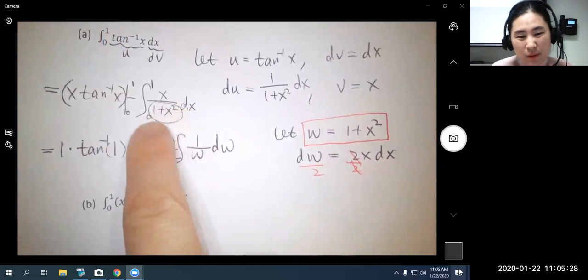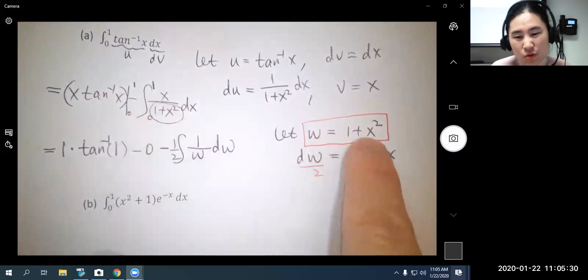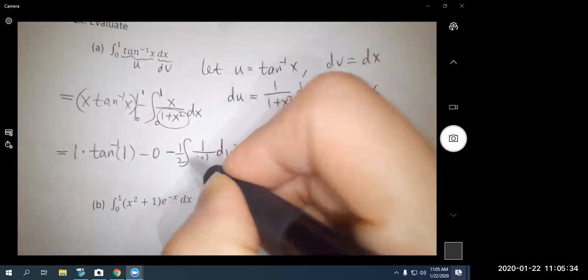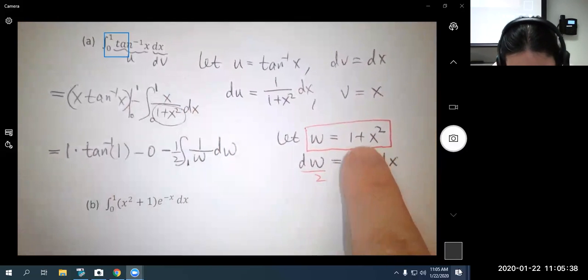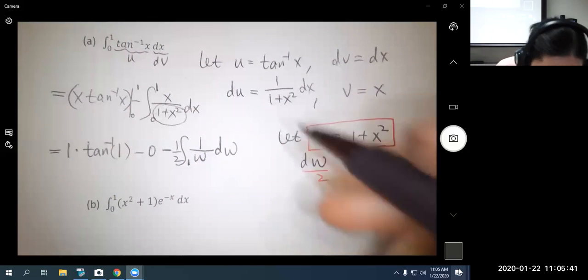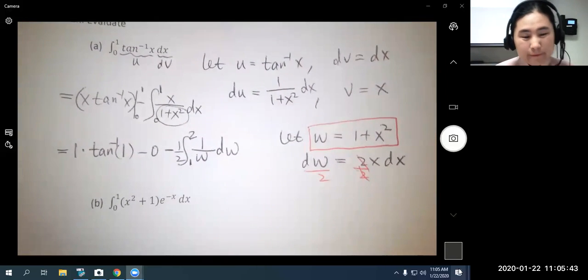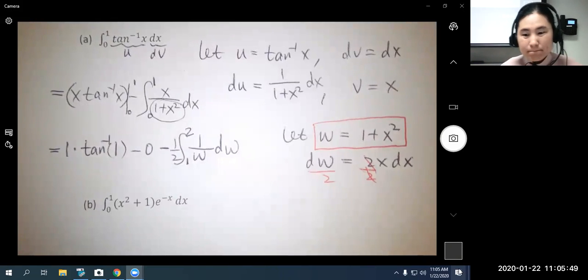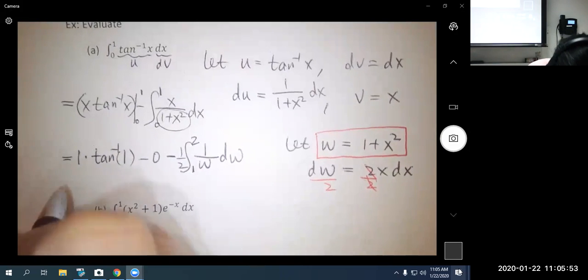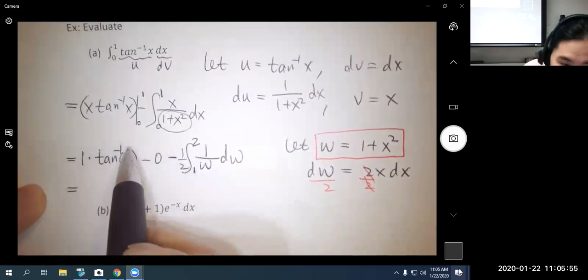These are the limits for x. We need the limits for w. When x equals 0, w equals what? 1. Yes. When x equals 1, w should equal what? 1 plus 1 squared, which is 2. Yes. Okay, so inverse tangent of 1.